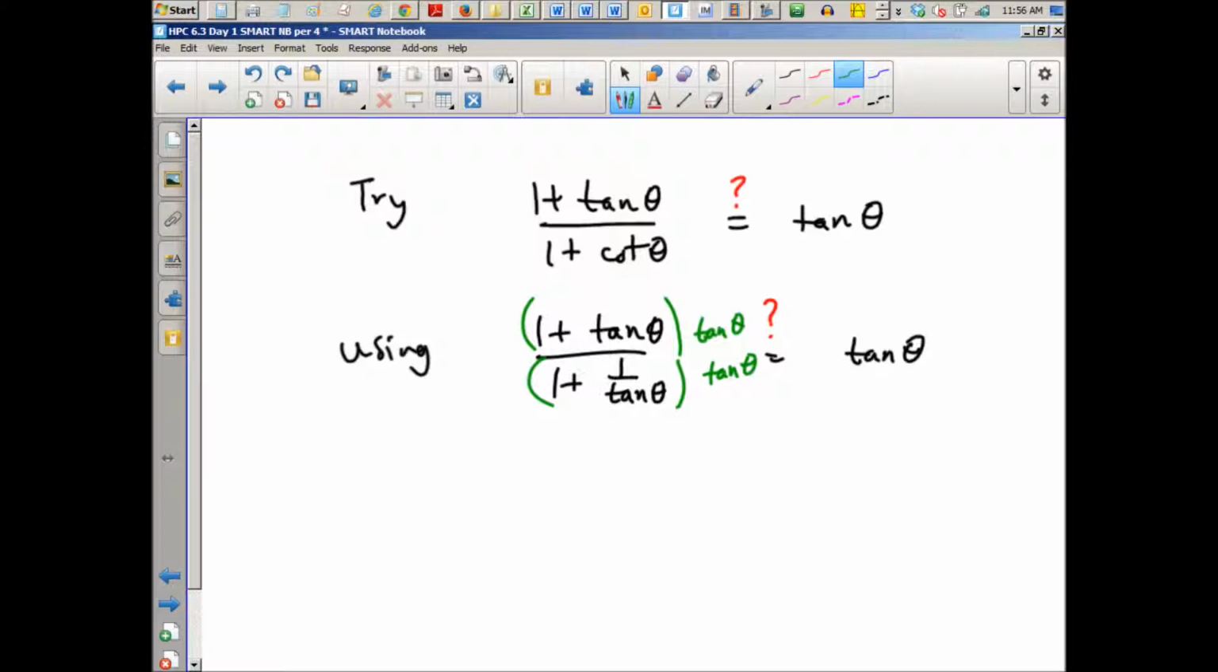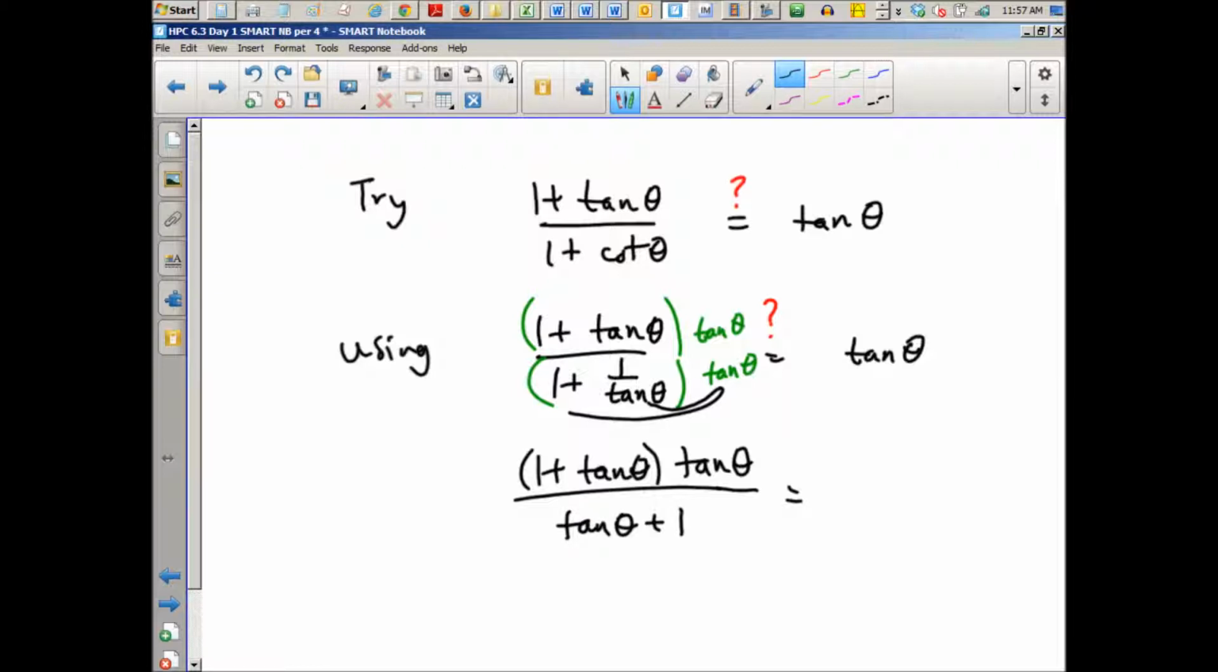So I'm going to distribute the tan to both of these, and that's going to give me what? The top still looks like this because I refuse to distribute. If I distribute it, I'll probably have to take it back out later. The bottom is tan times 1 and tan times 1 over tan. So this is tangent theta plus 1. And then this cancels out, of course. So we did it. Tan theta equals tan theta. This is actually, I think, 2 steps shorter than my first attempt.